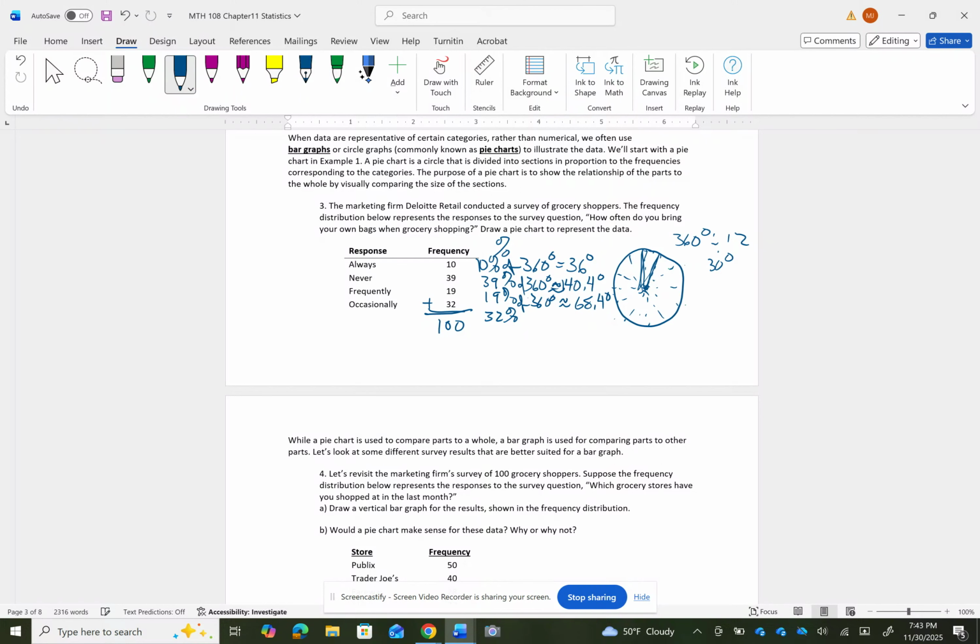So to do that, I'm taking 0.19 times 360. I'll show that on the bottom one. To do 32% of 360 degrees, I typed in 0.32 times 360, and it turned out to be 115.2 degrees.